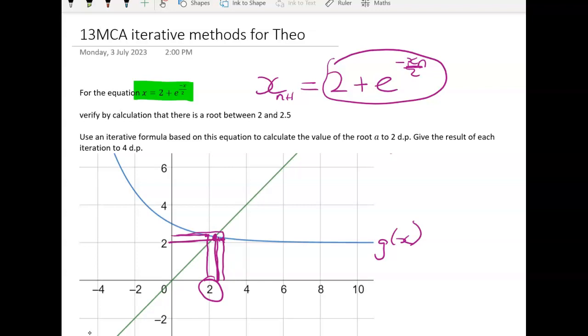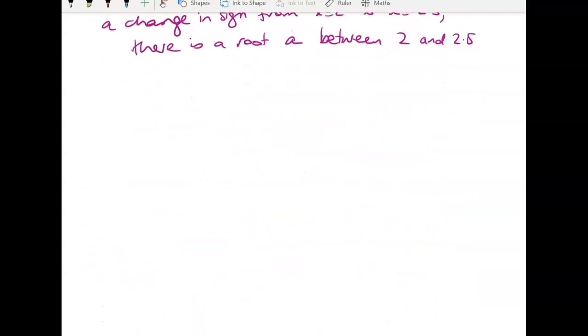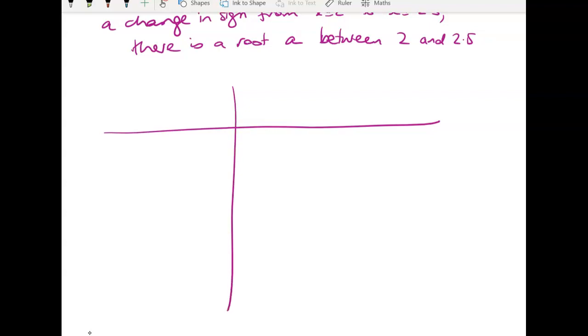If you look at the PowerPoint that I used when I was teaching this topic, that's on Google Classroom, you'll get a better idea of how that picture works. It's also explained really well in the Pure 3 textbook. So what we're going to do now is use this formula to calculate the value of this root. We have to show that we're using that iteration, and we have to go to 4 decimal places each time. So this is kind of boring, but it's not that hard.